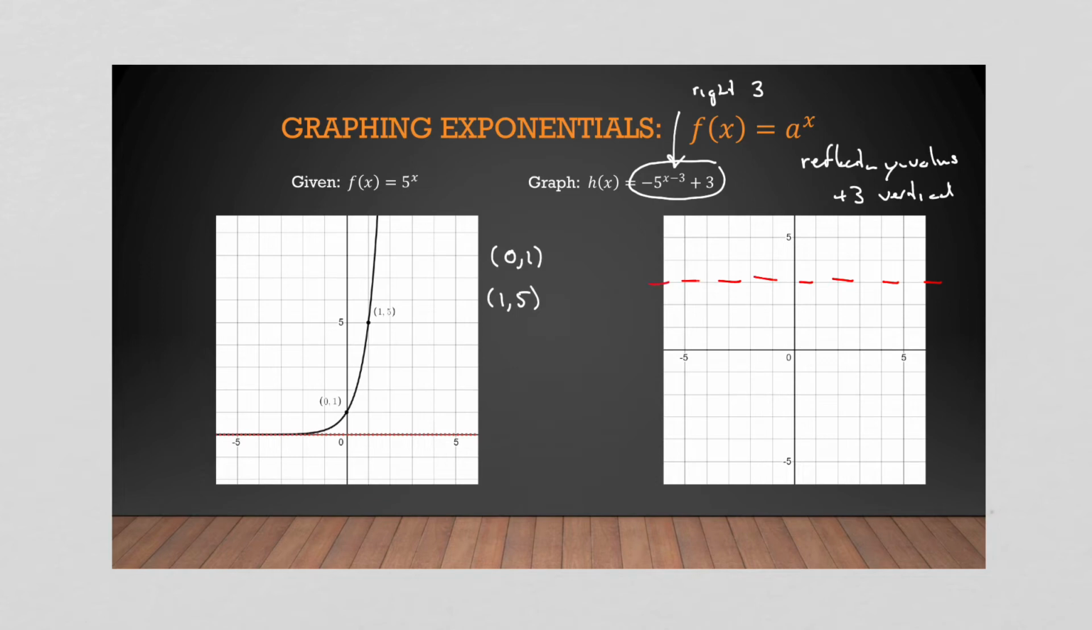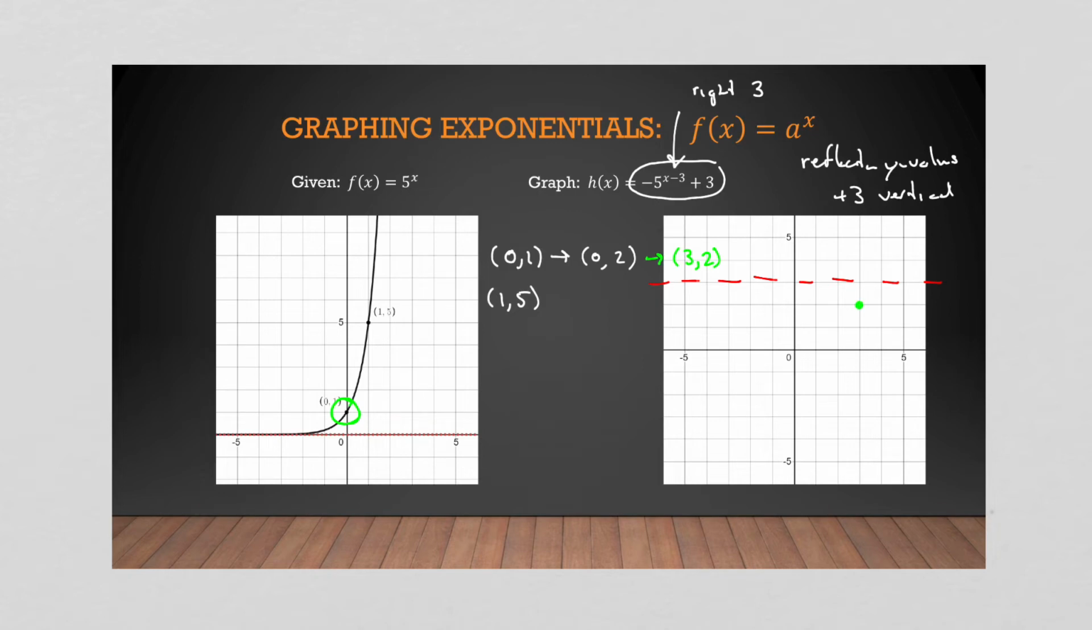And now my point (0, 1), well, my y value gets reflected, so it becomes (0, -1), and then goes up 3. So it's going to be (0, 2). So I have a point at (0, 2) at this point, but remember that we need to also transform our x value. And our x value is going to go to the right 3, so this point ends up at (3, 2). So this original (0, 1) is now at (3, 2), a point here.